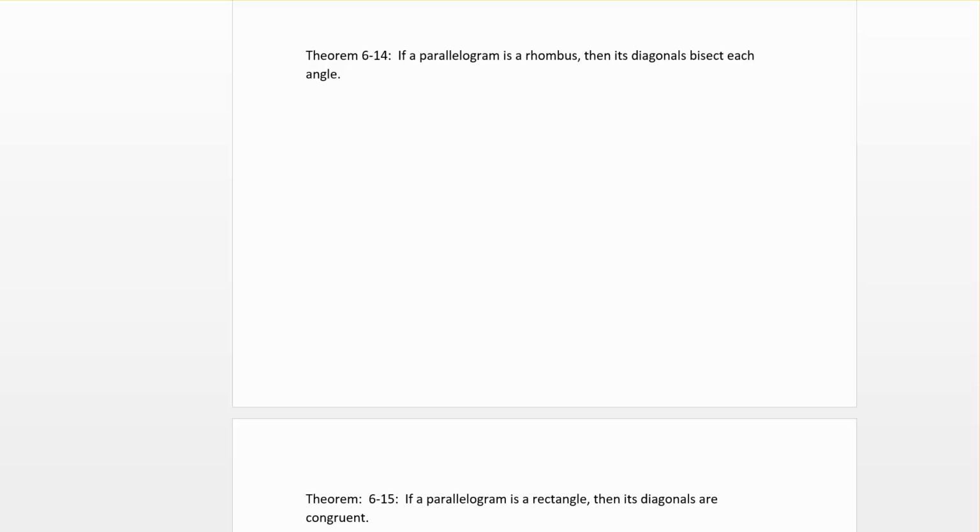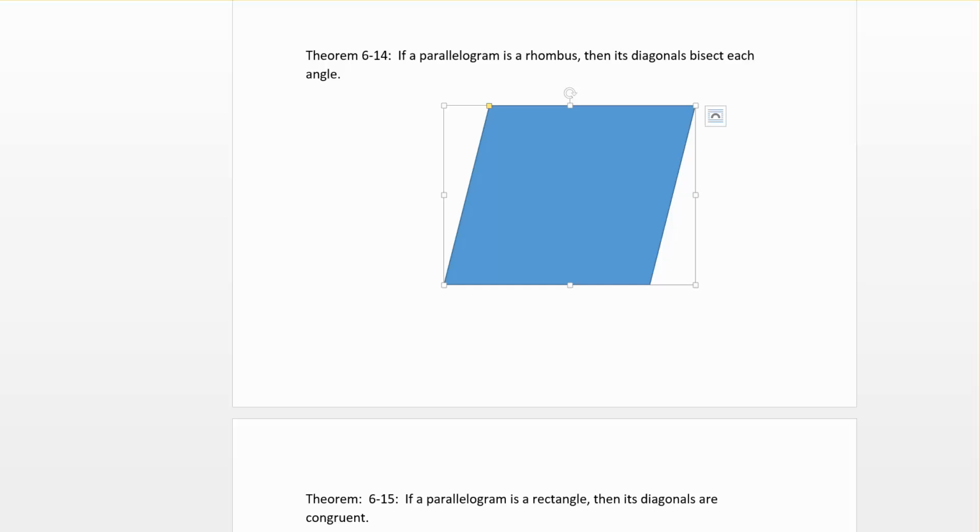The next theorem, theorem 6-14, also deals with the diagonals of a rhombus, and this says the diagonals bisect each angle. So in other words, each angle of the parallelogram gets cut in half. So if we're given a rhombus, I'll mark it as a rhombus, and we were to draw in the diagonals, it's not a very good one, but this theorem says it bisects each angle. So if this was angle A, then angle A gets cut in half. If this is angle B, it gets cut in half.